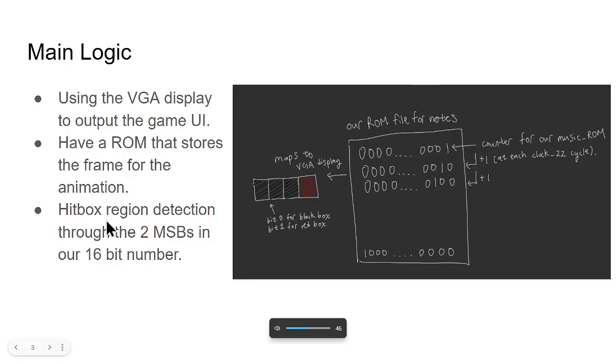We also have hitbox region detection through the two most significant bits in our 16-bit numbers. On the very left of the value, when these two bits are 1 inside of our frame, and when the key is pressed, we know we've entered the region, and we'll increment the counter by 1.